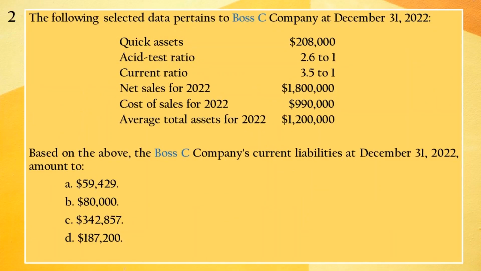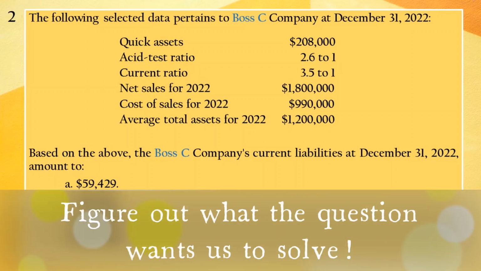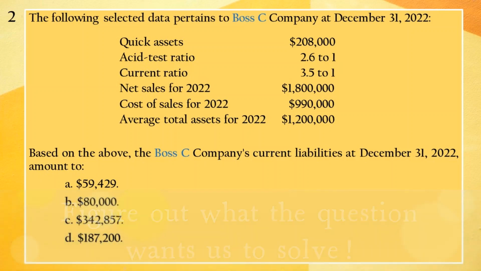Number 2, the following selected data pertains to Bossy Company at December 31st, 2022. So here we have a lot of information about quick assets, about the asset test ratio, current ratio, net sales, cost of sales, and average total assets. So the key to answering these questions without really reading everything at one time is to figure out what they're looking for. So if we go to the question at hand, they are asking us, based on the above, what are the company's current liabilities at the end of the year? So that's what they want to find out, current liabilities.